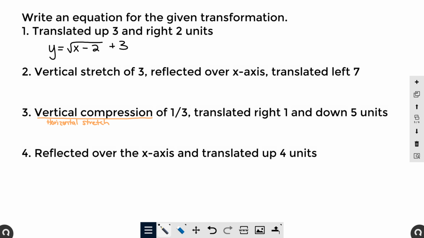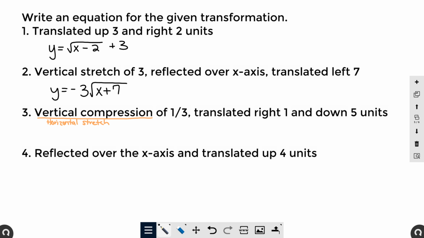All right, so number 2, vertical stretch of 3 reflected over the x-axis and translated left 7. So I'm going to start with y equals. What's going to come first? Negative 3. Very good. The negative for the reflect, the 3 for the stretch, and then square root of x plus 7 since it moves left 7. So the opposite inside that square root. Very good. Okay, question 3.